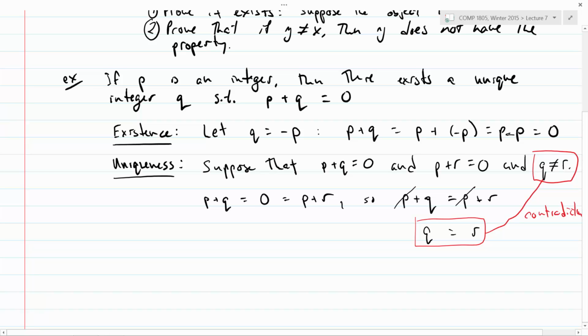Something must be wrong, and the only thing that was wrong was our assumption that there really were two distinct solutions to this equation. We assumed that, we got a contradiction, so our assumption has to be wrong, and there are not two different solutions to this equation, which means there's a unique solution. So it's two things. We proved that it exists, and we proved that it's unique.